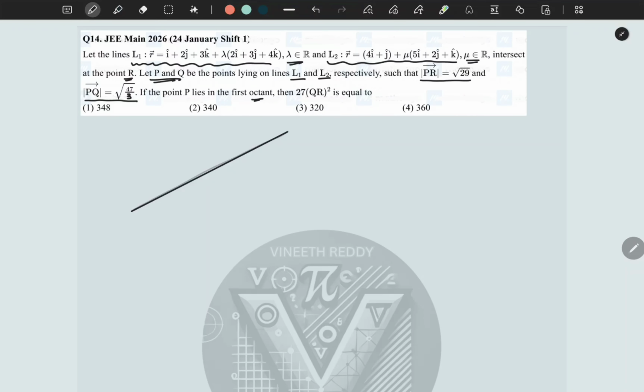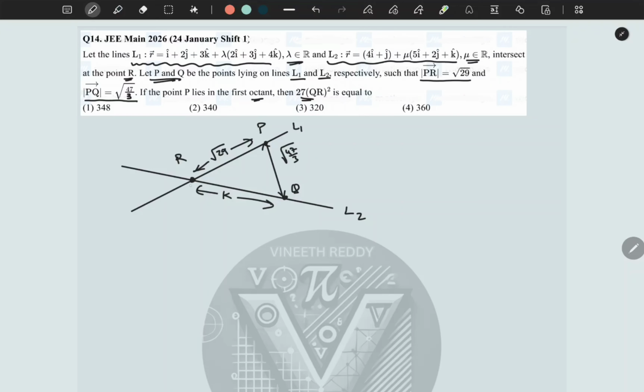Let me try to draw the diagram. Let us say this is line L1 and this is line L2, which are intersecting at the point R as per the question. P and Q are points on the lines L1 and L2 respectively, such that length of PR is root 29, length of PQ is root 47 by 3, and QR is what is asked, 27 times its square. Let QR be K.